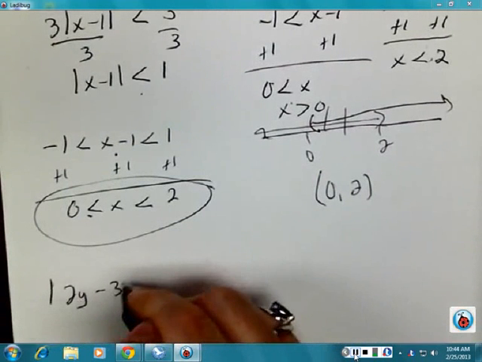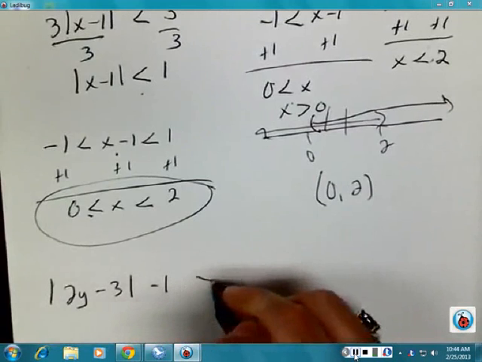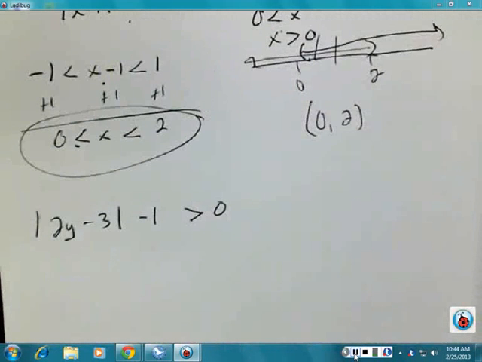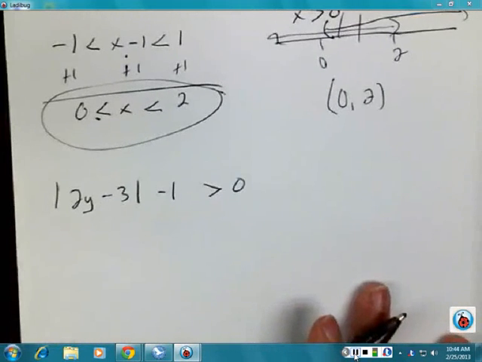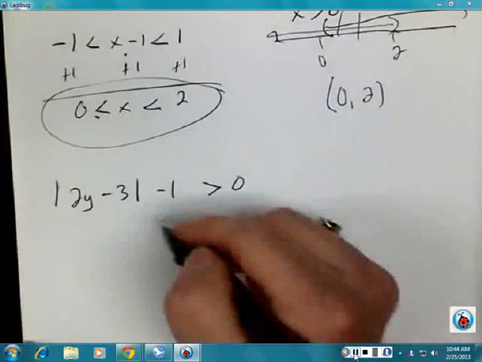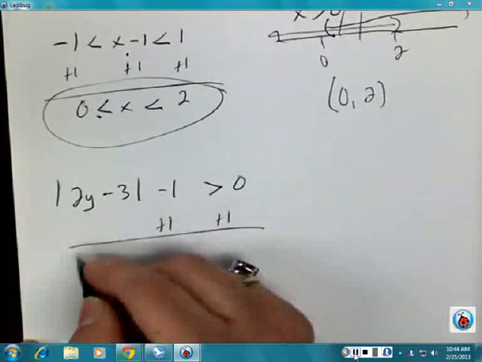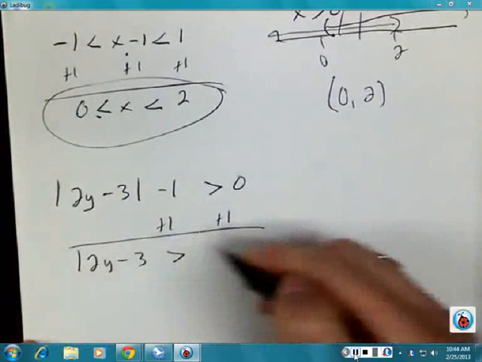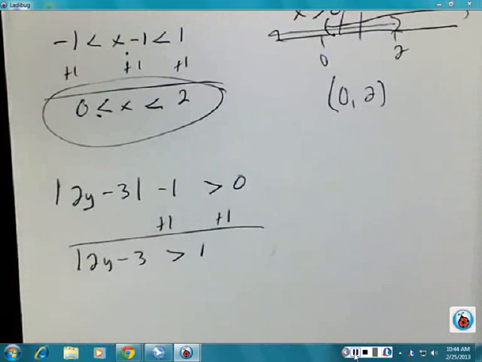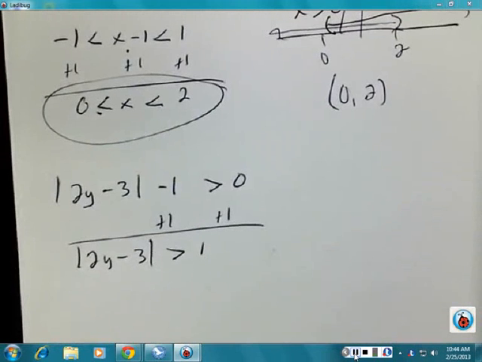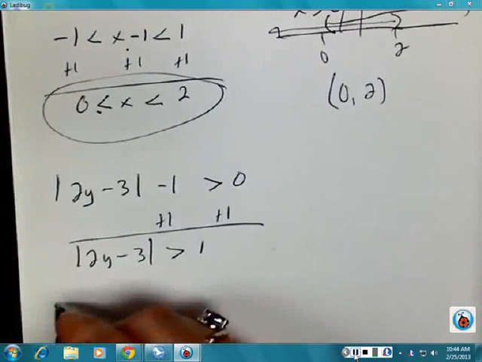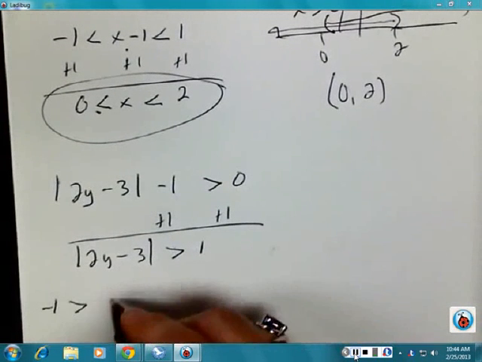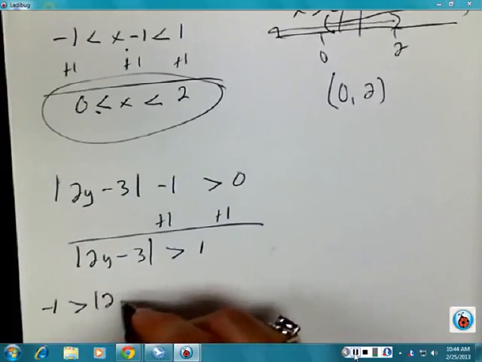Two y minus 3, we'll do one more. We've been doing a lot of them that had less than signs. We're going to do a greater than in there. So what would I have to do to this one? You would add 1. And that gives you the standard. Then I have my 2 pieces. Negative 1 is greater than absolute 2y minus 3.